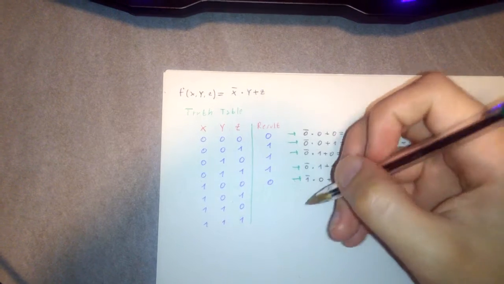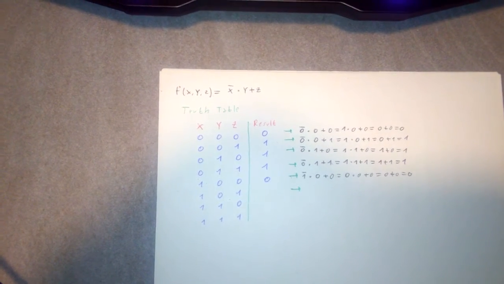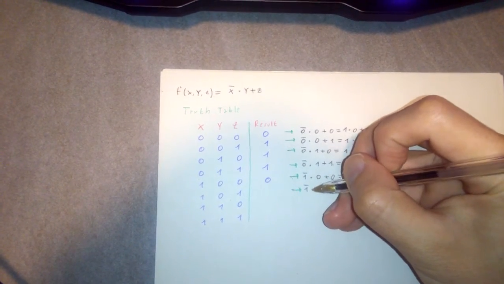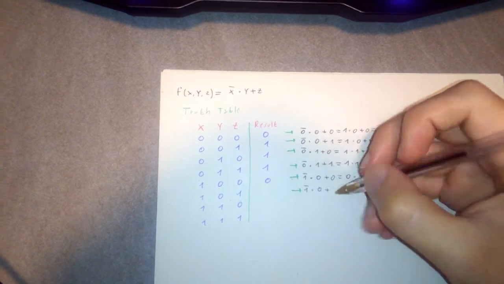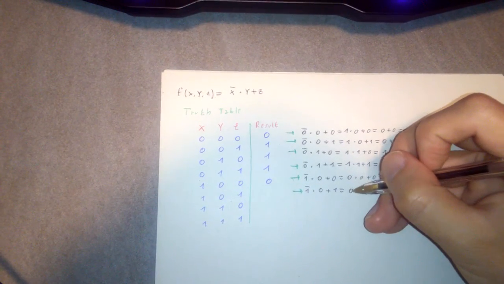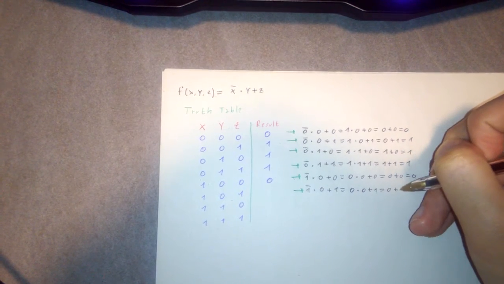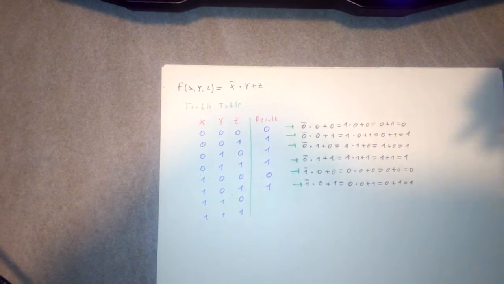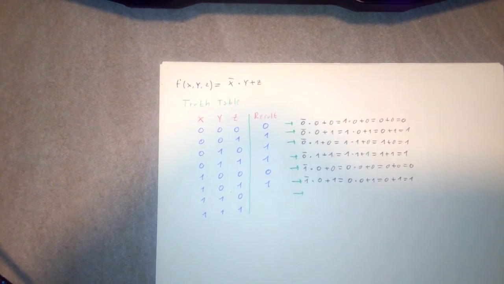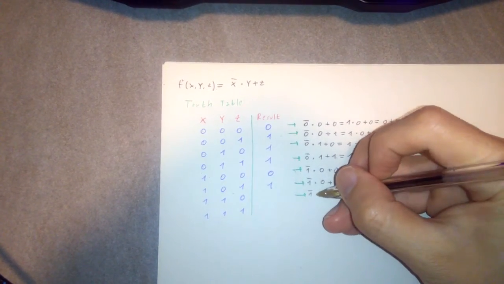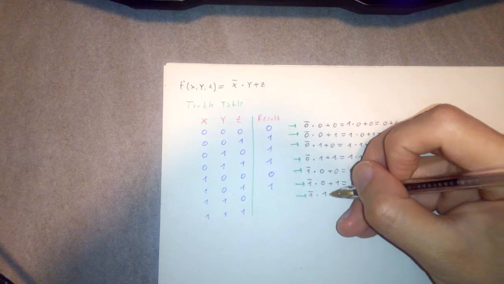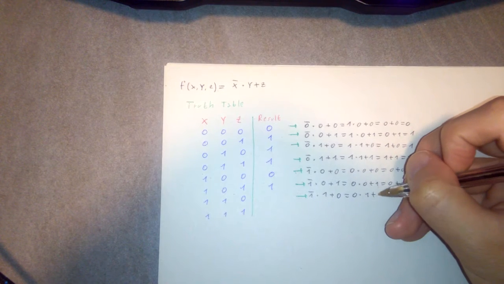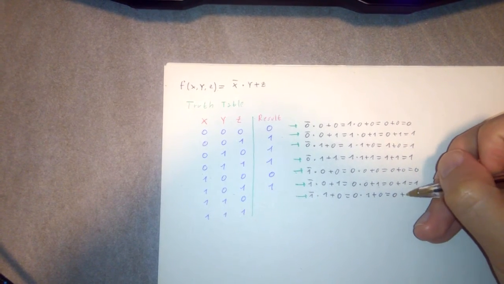Now, we got the last three. So this one, 1 0 1, we got not 1 times 0 plus 1. So not 1 is 0, times 0 plus 1. So 0 plus 1 is 1. And then we have this one: not 1 times y, which is 1, plus z, which is 0. Not 1 is 0, times 1 plus 0. 0 times 1 is 0, plus 0 is going to be 0.